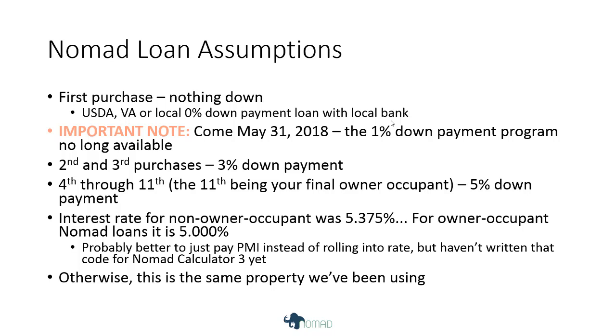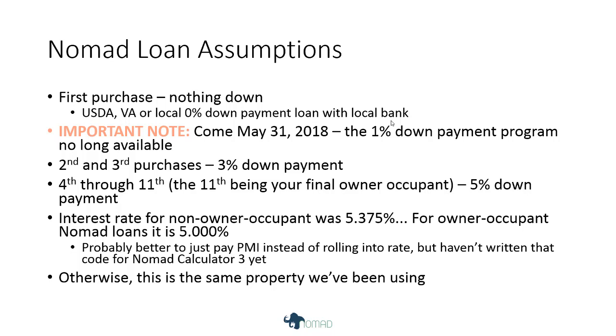Then after that, you're doing 3% down for the second and third. And then number 4 through 11, you're doing 5% down. And your final owner-occupant, the number 11 one, you're going to do 5% down as well. The interest rate for the non-owner-occupant was 5.375, which we thought was pretty close to being right on for now. The interest rate for owner-occupant was 5, which we thought was a little high. Is that right, Scott? Okay.